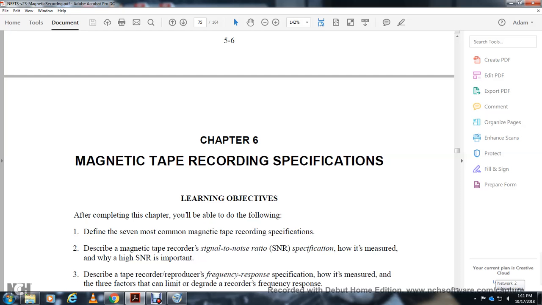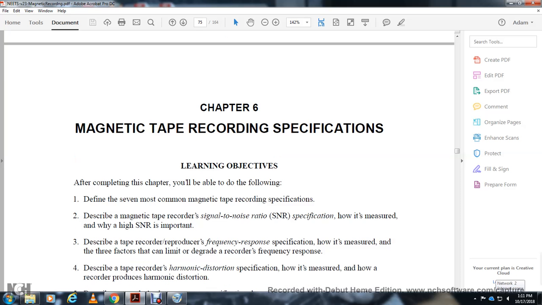Chapter 6, magnetic recording specification. After completion of this, you'll be able to do the following. Define the most common magnetic tape recording specifications. Define signal noise ratio, how it is measured, and why a high signal noise ratio is important.